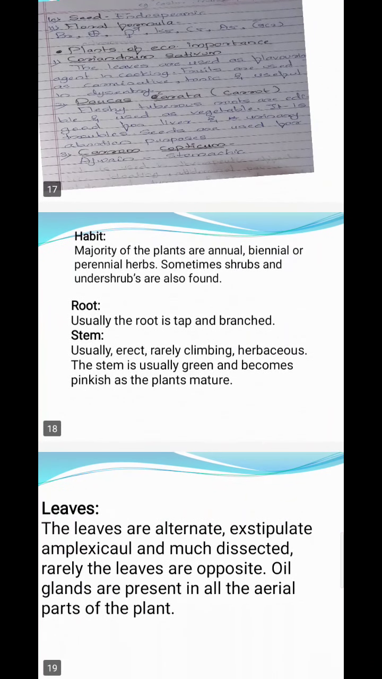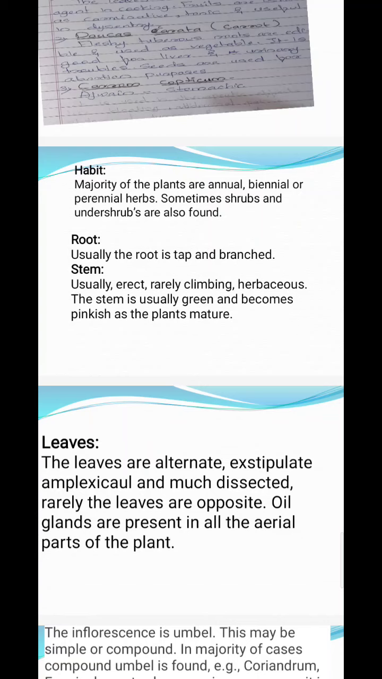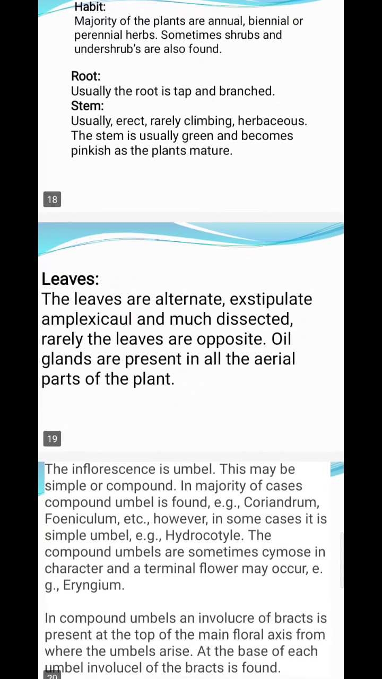So I will add some more information regarding this family Umbelliferae. In that, most of the plants are annual, biennial or perennial herbs. Some are annual plants which live yearly, some are biennial, and some are perennial herbs. In roots, we find a tap root system, and the stems are usually erect, rarely climbing, and herbaceous plants are also found. The stems are usually green in color and become pinkish in the mature stage. The leaves are alternate, exstipulate, amplexicaul and much dissected. Rarely the leaves are opposite, and the oil glands are present in the aerial parts.